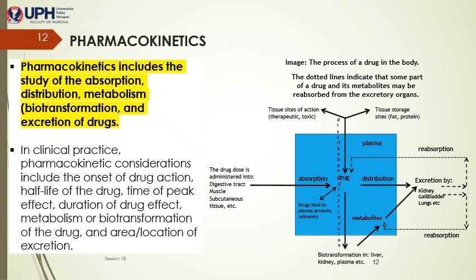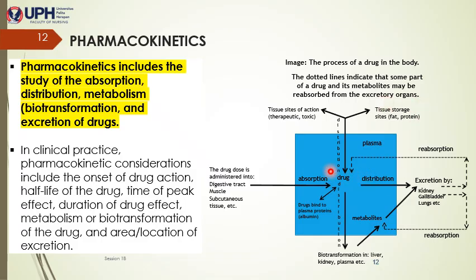Now, let's learn about pharmacokinetics. Pharmacokinetics includes the study of the absorption, distribution, metabolism, biotransformation, and excretion of drugs. In clinical practice, pharmacokinetic considerations include the onset of the drug, half-life of the drug, time of peak effects, duration of effect, metabolism or biotransformation of the drug, and the area or locations of secretion. Let's see an image here. This is the process of a drug inside the body. The dotted lines indicate that some part of a drug and its metabolites may be reabsorbed from excretory organs.